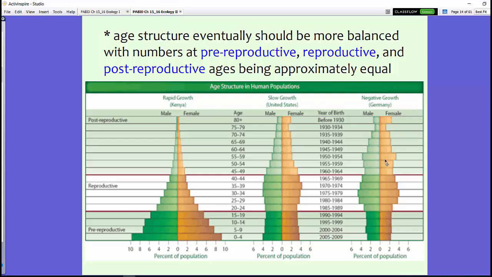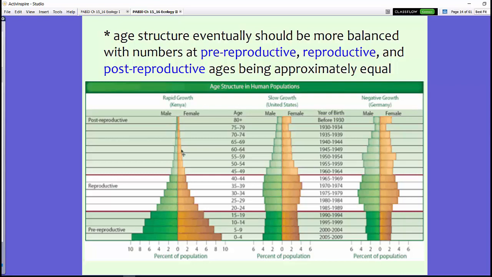Now, on the right, we have negative growth. So we actually have fewer people in the reproductive and pre-reproductive ages than we see in the post-reproductive age. This means that their population will probably start to decrease here in Germany.